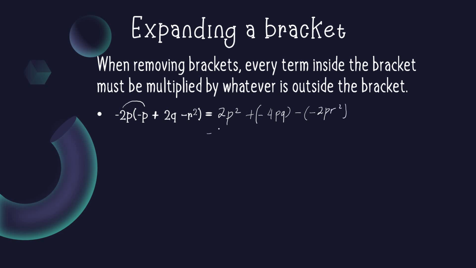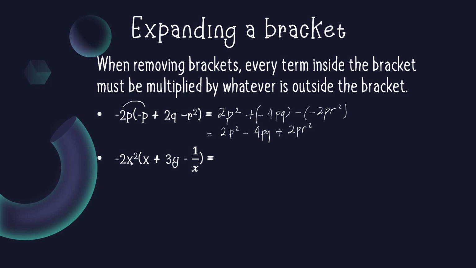After this, we need to simplify it. It becomes 2p squared. Positive with negative becomes negative 4pq. Negative with negative becomes positive 2pr squared. Like this. And then continue for this one.